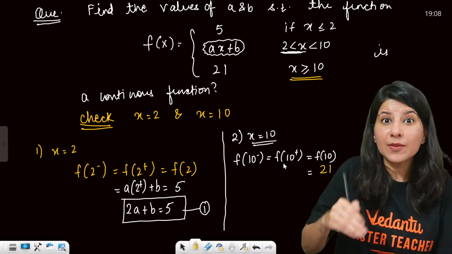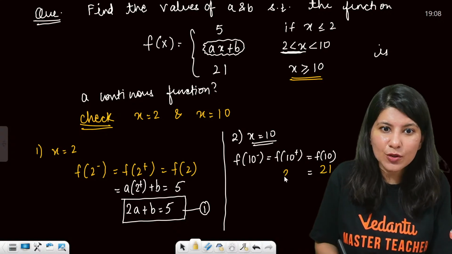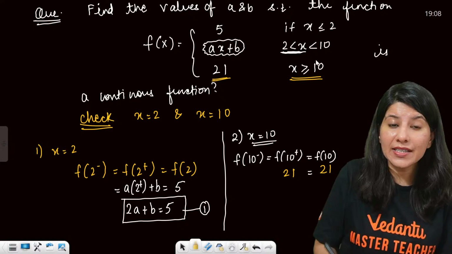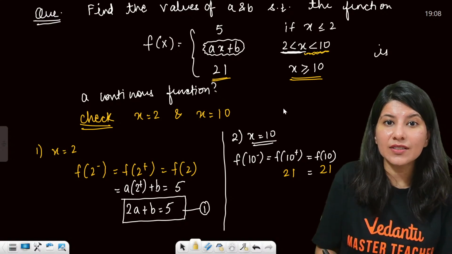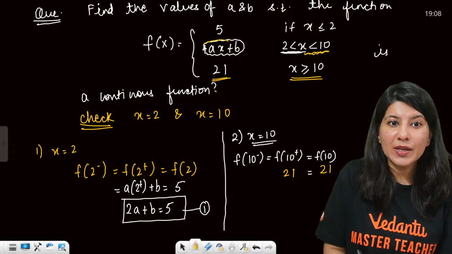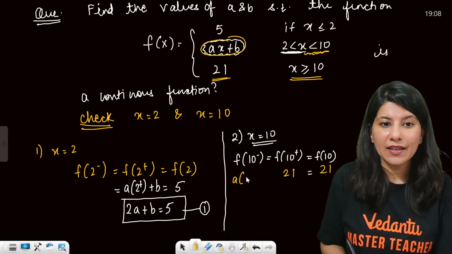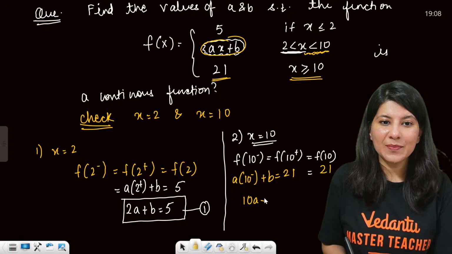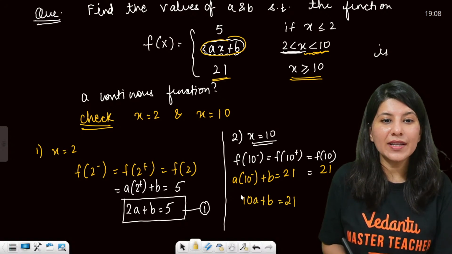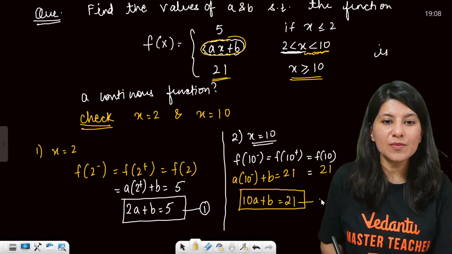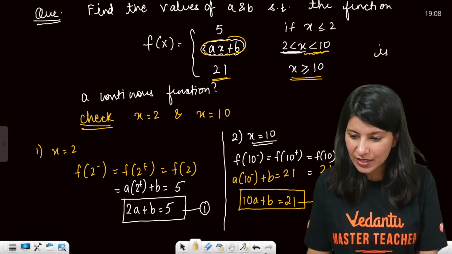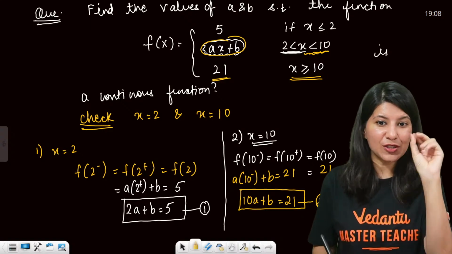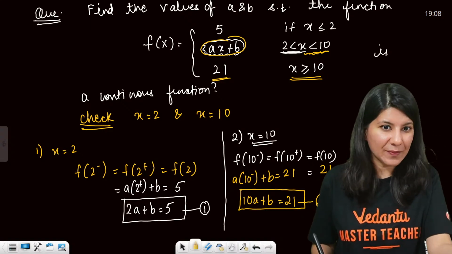What is f of 10 plus? That means greater than 10. That is also 21. For x greater than 10, you will get 21. f of 10 minus, can you see 10 minus right here? So you have to plug in 10 over here. So a into 10 plus b, so this is 10a plus b equals 21. This is your second equation, my dear students. Now you have got two equations, two unknowns. You just have to solve them.